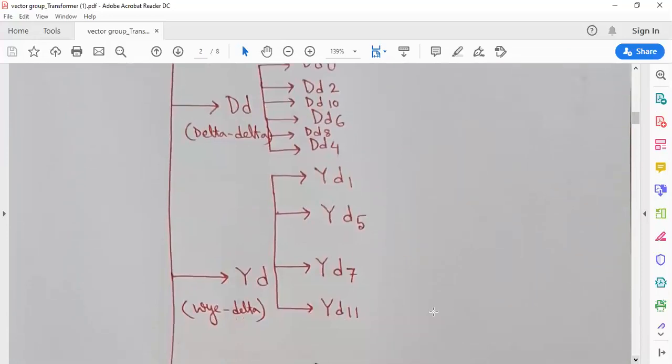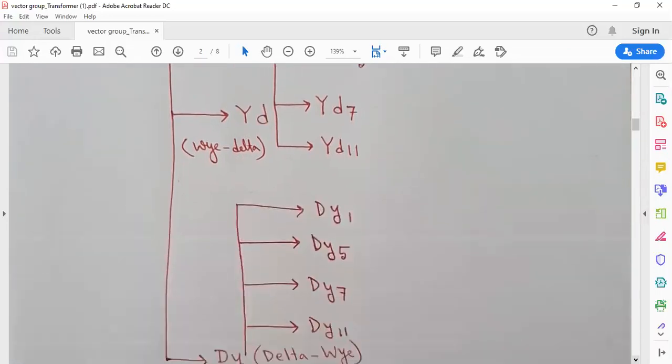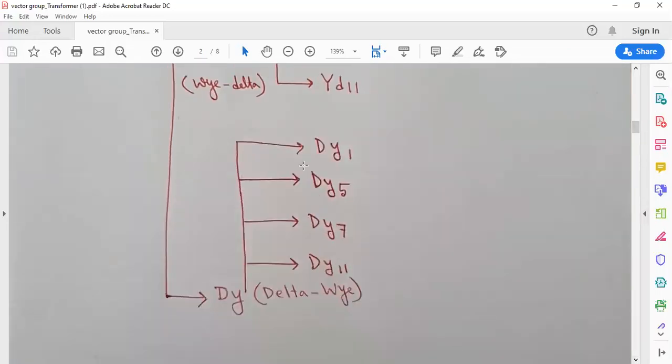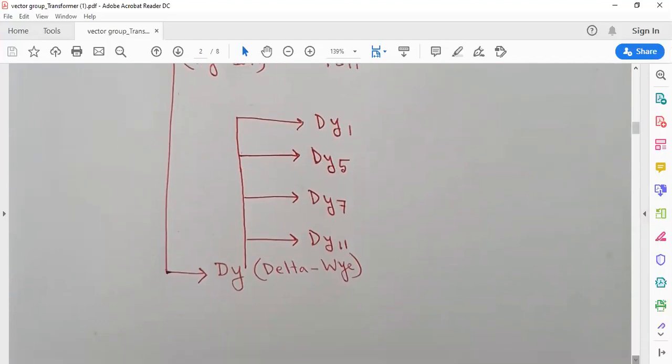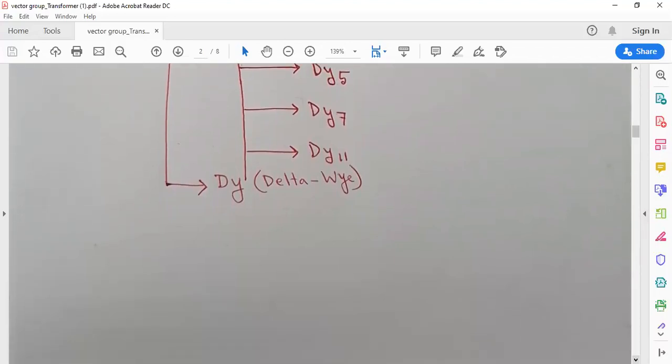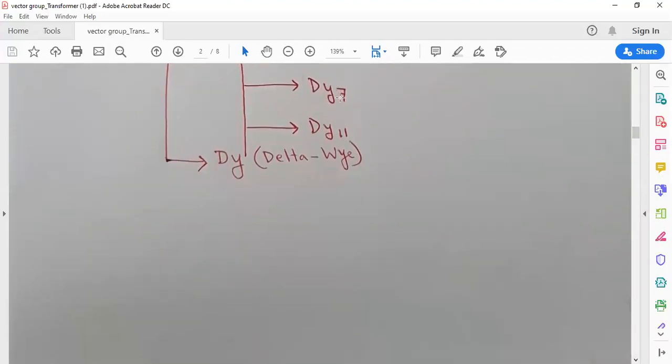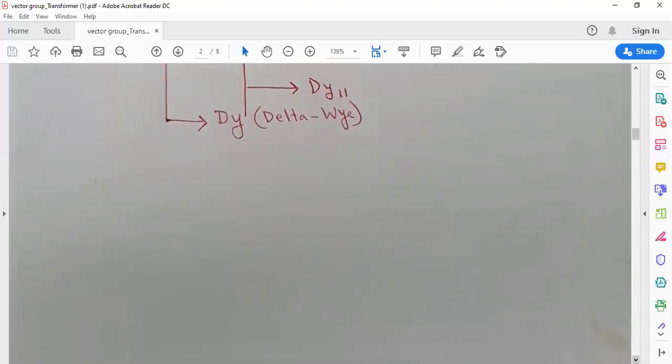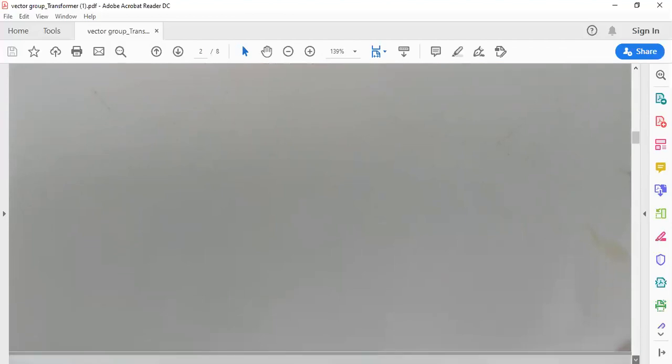So there are YD connections. Possible YD connections are YD1, YD5, YD7, YD11. Same for DY connection: DY1, DY5, DY7, DY11. Now we are going to try how to connect windings in DY7 connection or DY11 connection or YD5 connection.